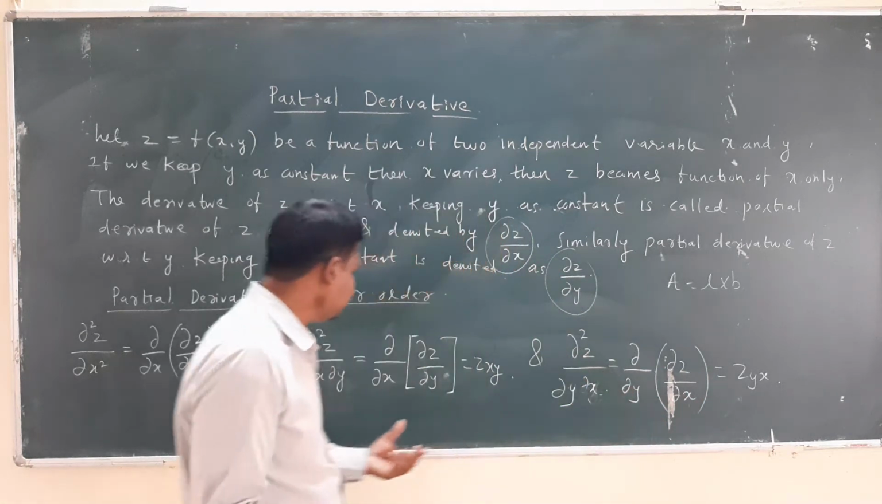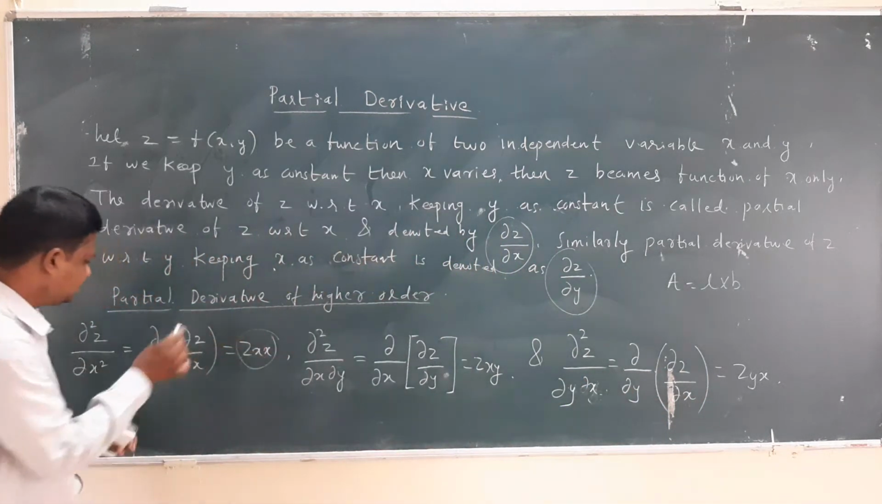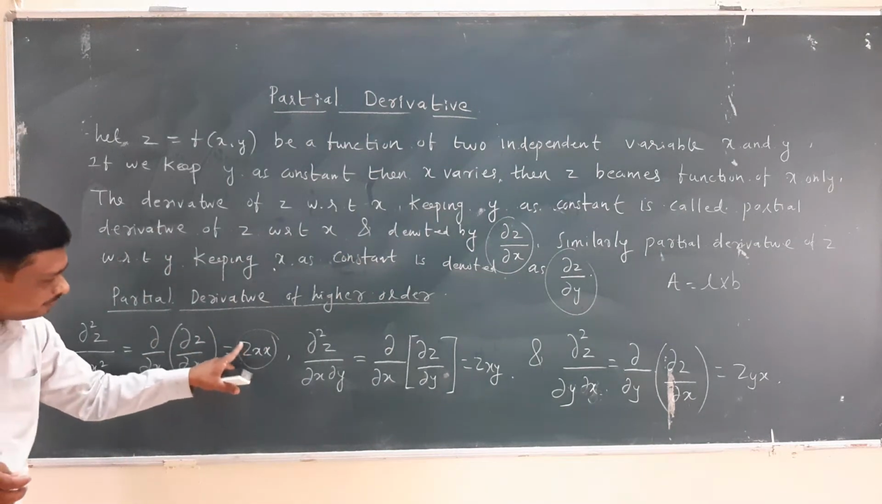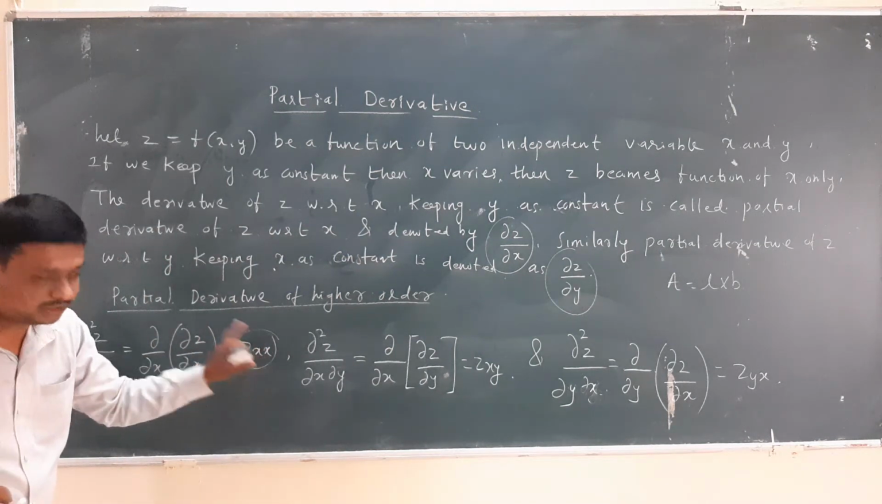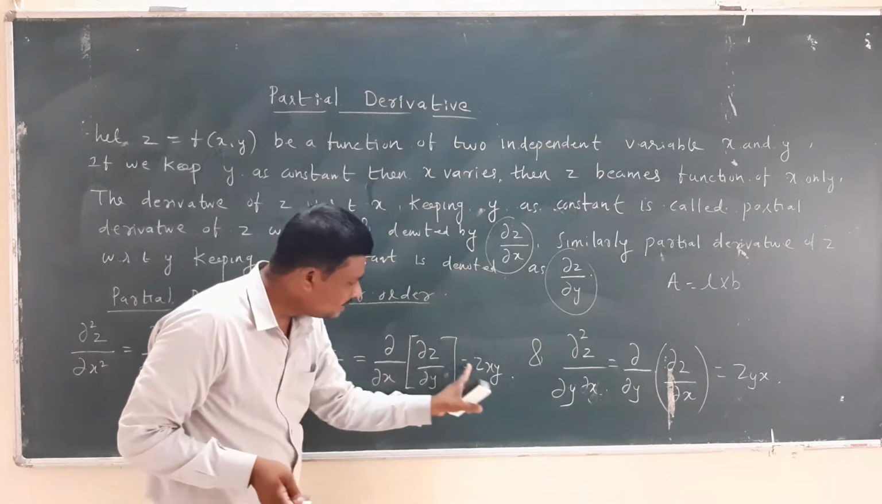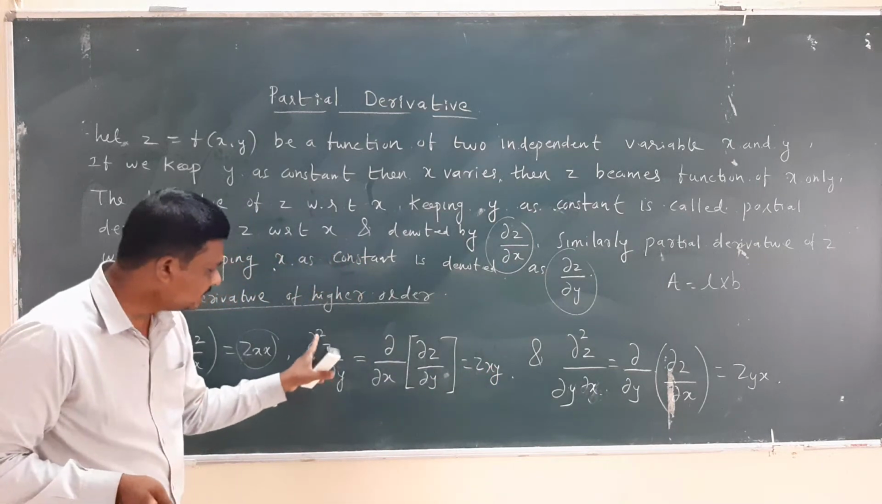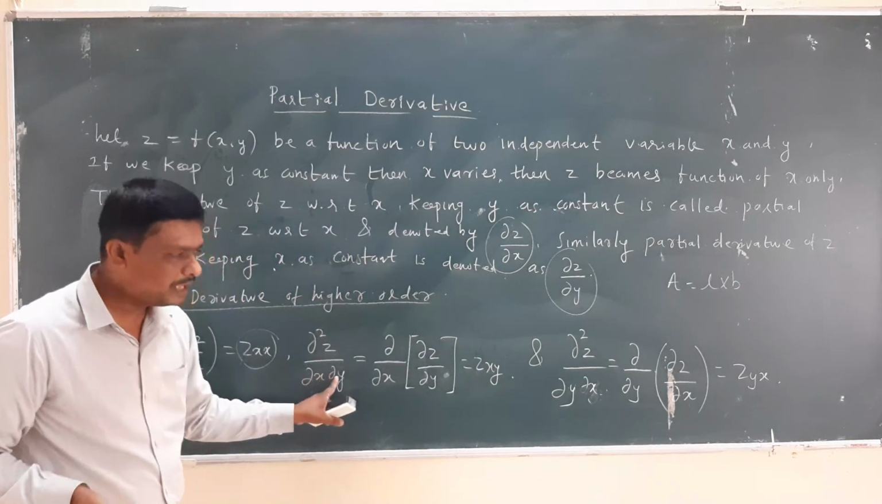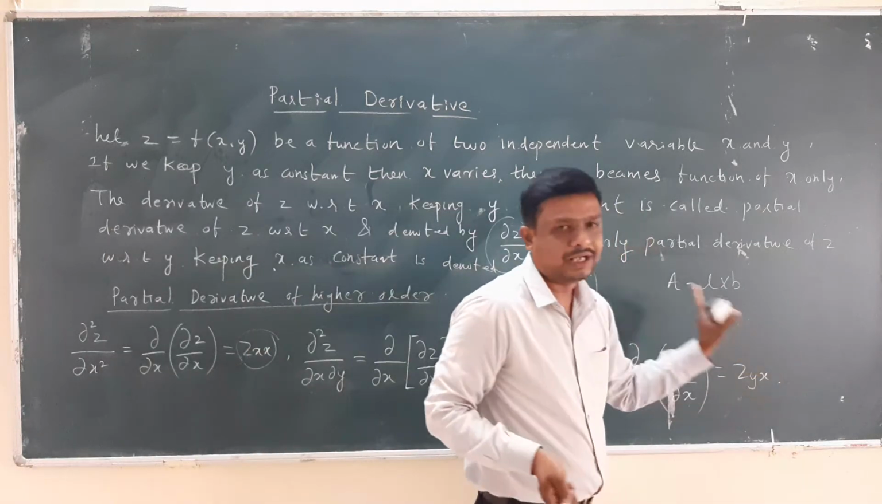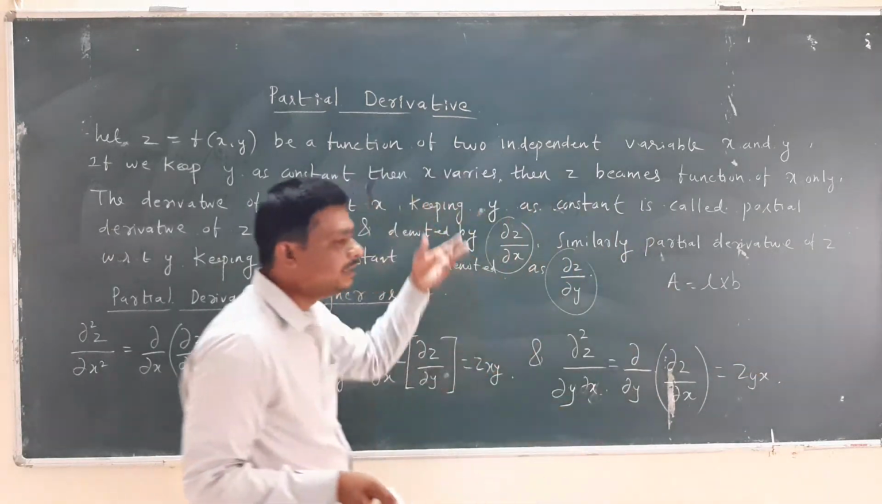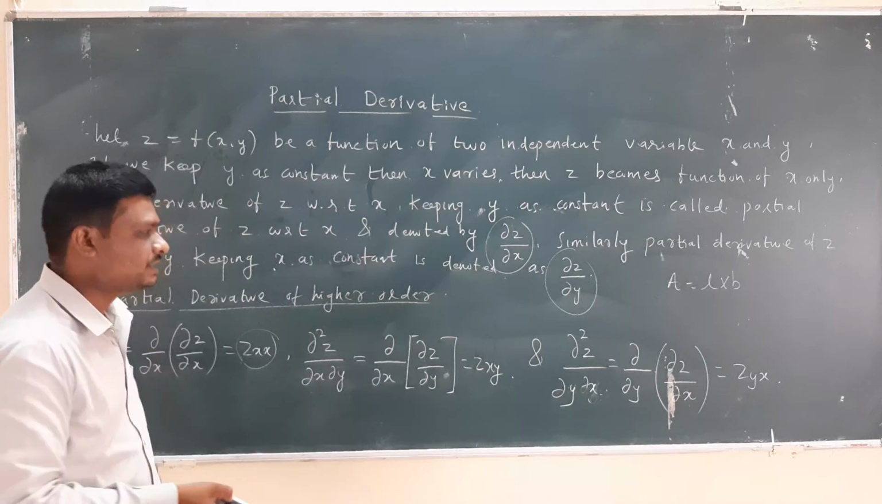We can symbolically denote this as z double x, which indicates differentiation of z with respect to x twice. This is z xy, which is nothing but dou square z upon dou x dou y, and this one is z yy. So let us see some examples based on partial derivatives.